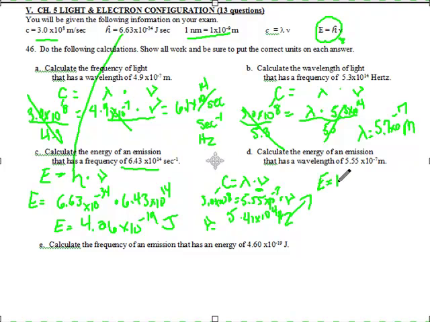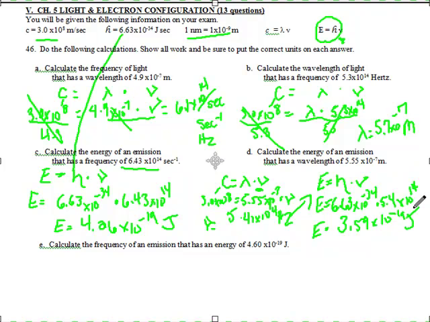Energy equals Planck's constant times frequency. So energy is going to be what we're solving for. Planck's constant is 6.63 times 10 to the negative 34th. And then frequency is now this number over here, 5.4 times 10 to the 14th hertz, and then multiply them together, and energy is going to equal 3.59 times 10 to the negative 19th joules.